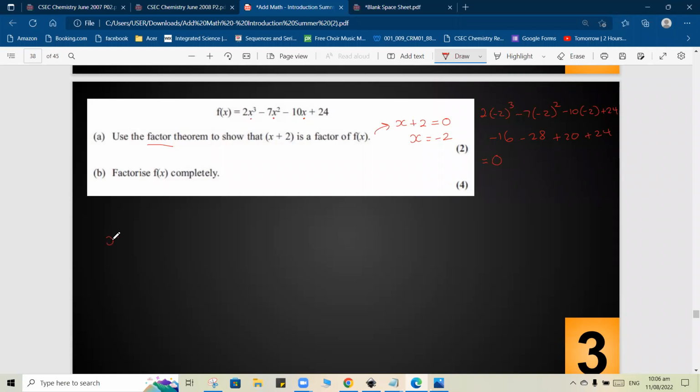To factorize it now, you take the first factor and we show it's a factor and we divide it. And we'll get a quadratic on top. Factorize the quadratic and you're done.